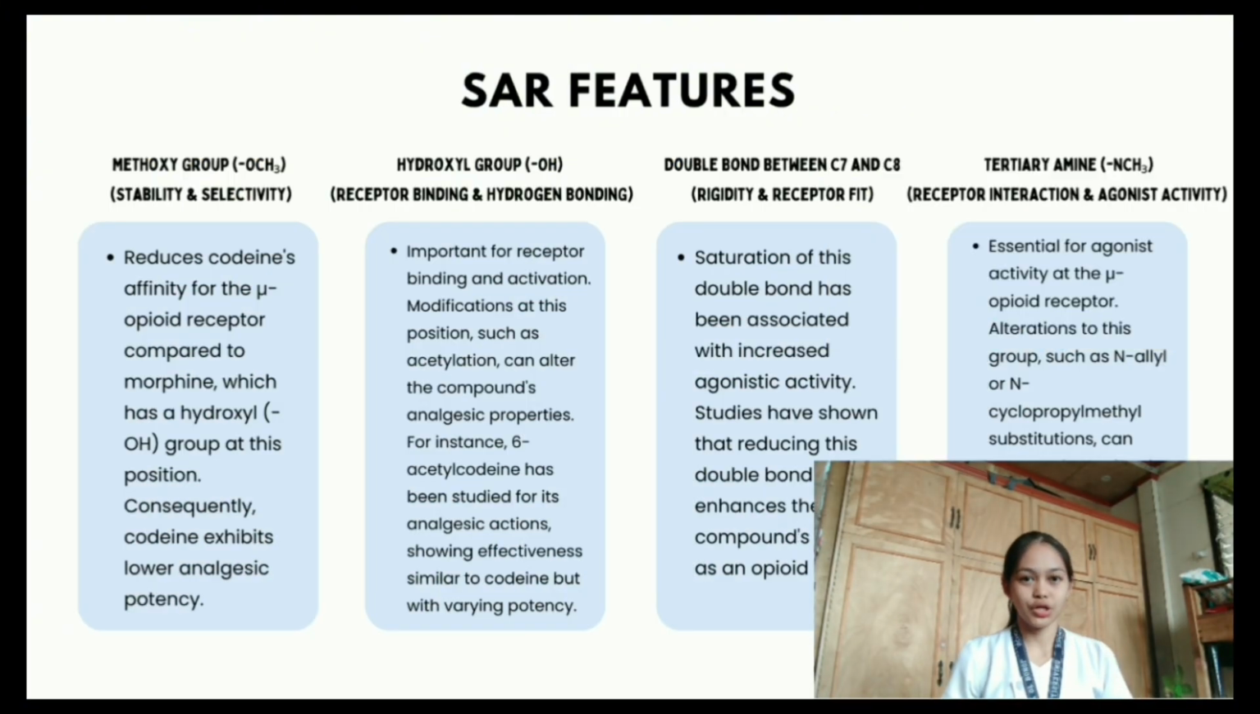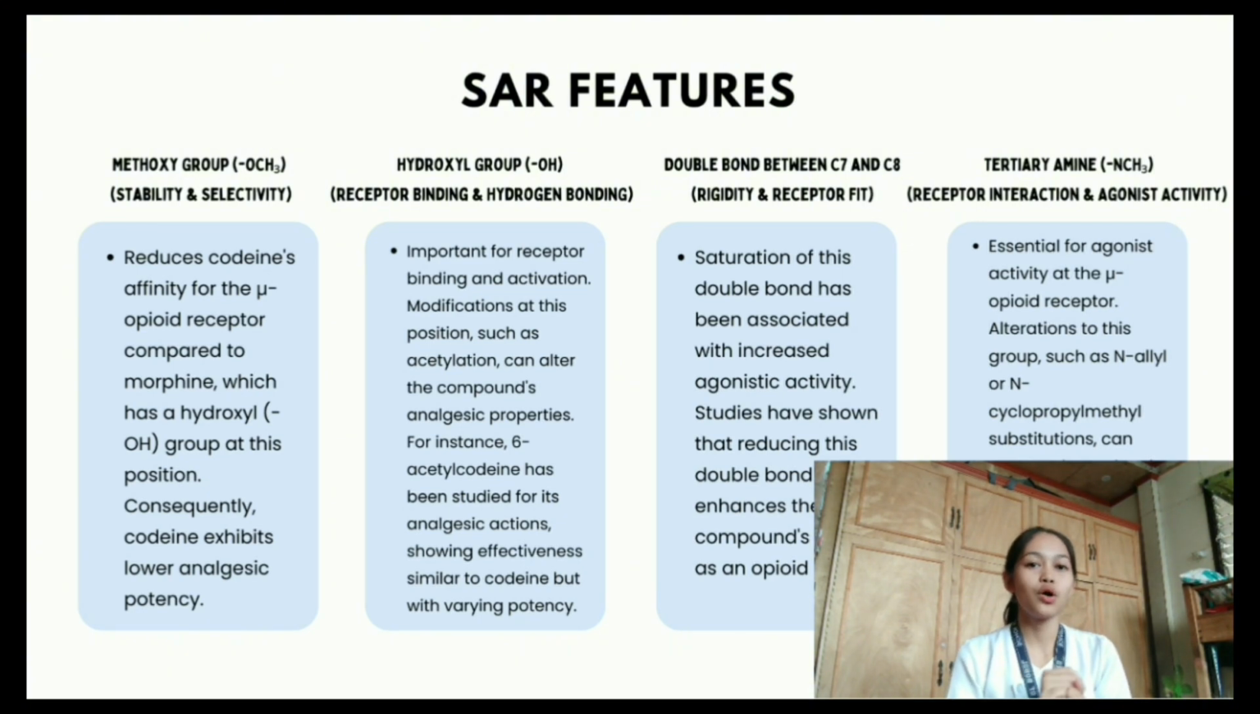And then for the SAR features, first is the methoxy group, for stability and selectivity. The presence of the methoxy, OCH3, group in codeine reduces its affinity for the mu-opioid receptor compared to morphine. Morphine, which has a hydroxyl OH group instead, binds more strongly to the receptor, resulting in higher analgesic potency. Because of this, codeine is less potent than morphine but more stable, allowing it to be orally administered with fewer side effects.